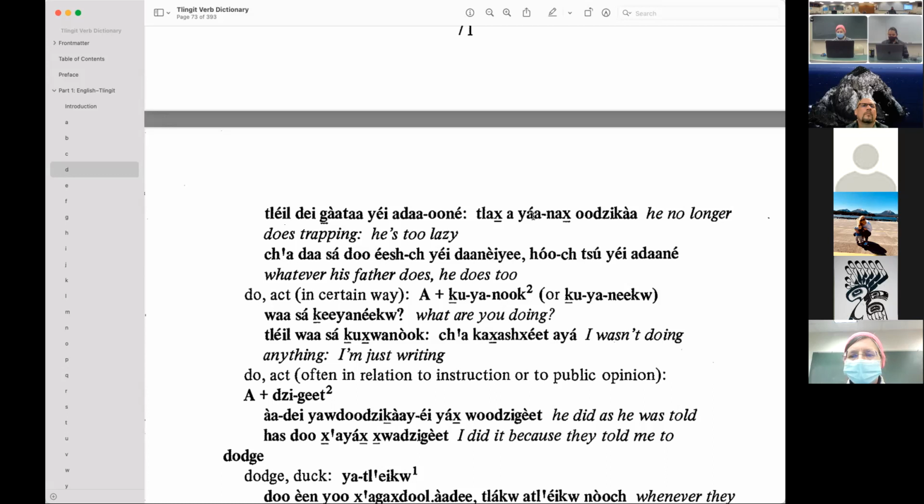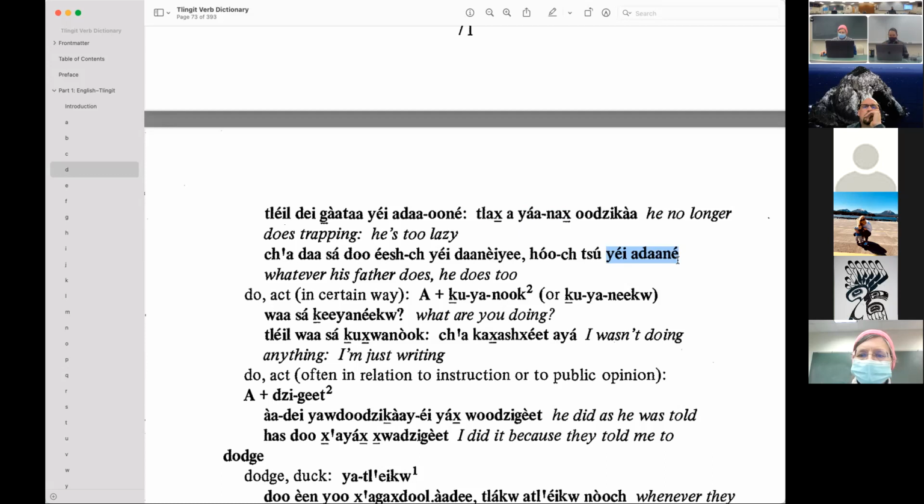They no longer do trapping, they are too lazy. There's that ʼatángi ayanach, more than. So ʼatángi ayanach is a singular thing, which means just way too much of it. ʼAdasa du ish ye danei. Whatever their father does, they do as well. This is a really good verb for like working on fish, working on meat, working on something right now. And so that's what we've got.